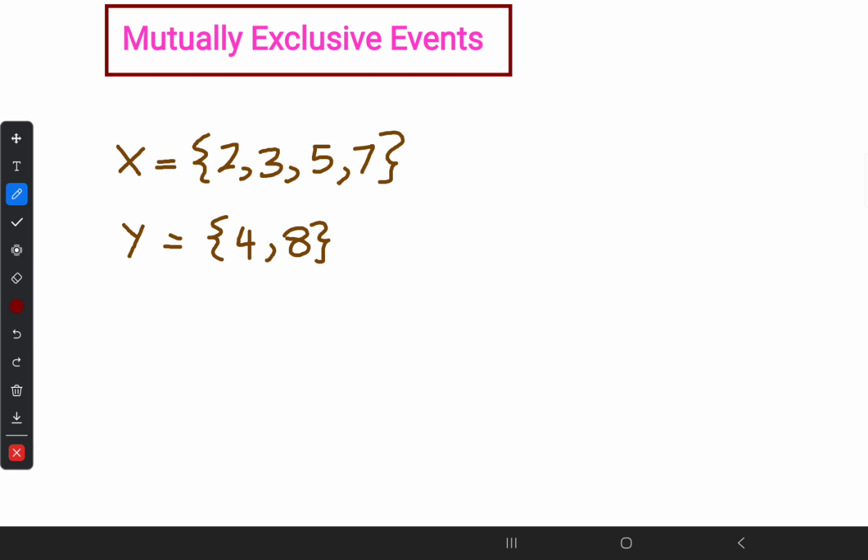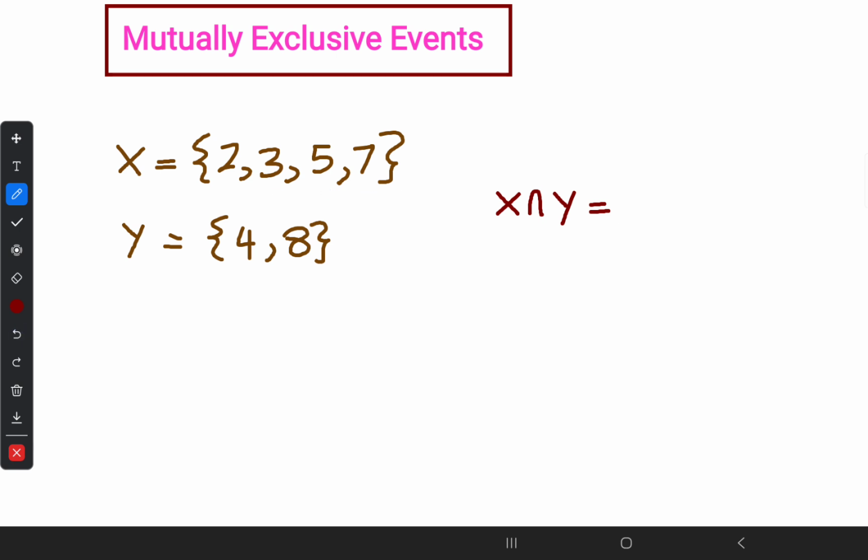Here you can see there is no intersection between these two sets. Intersection means there has to be one or more elements in common. Now in that case we can write X intersection Y. What would it be? In this case you can see there is no intersection. Here 2, 3, 5, 7, here 4 and 8.